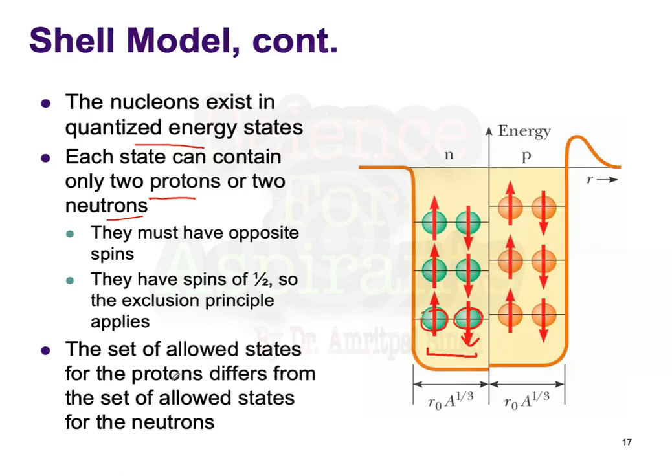So the set of allowed states for protons is different from that for neutrons. Protons and neutrons occupy the nucleus separately. The protons make their separate space within the nucleus, and the neutrons make their separate space. So the set of allowed states is different for protons and different for neutrons.